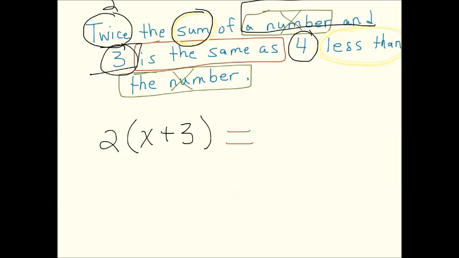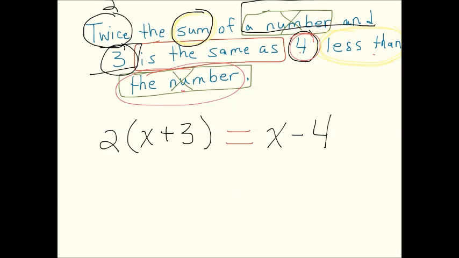And then on the other side, it says 4 less than the number. I said less than and more than mean something a little bit weird, so we got to talk about that. Less than and more than not only mean add, subtract, but they also mean to switch places of the thing before with the thing after. So I'm not going to write 4 minus x. I'm going to write x minus 4. That's as far as we have to go today. It doesn't say to solve. We'll do that later.